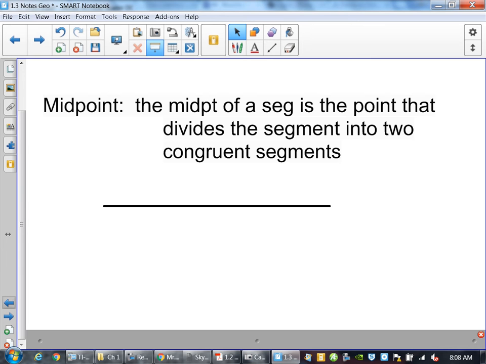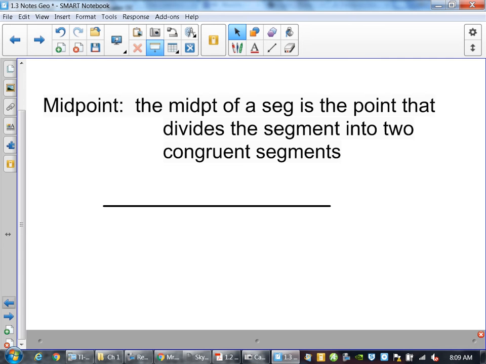Anyway, a midpoint in geometry terms, you'll see me abbreviate midpoint a lot more as just MDPT. We okay with that? The midpoint of a segment is the point that divides the segment into two congruent segments. When we talk about congruence, remember, congruence just means equal value.